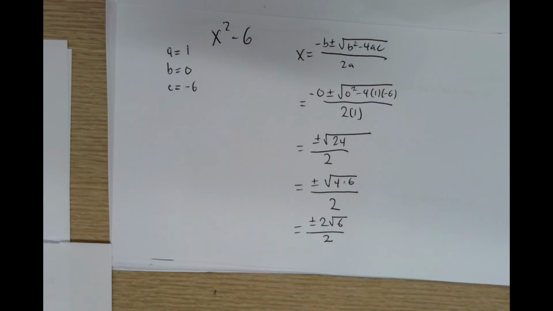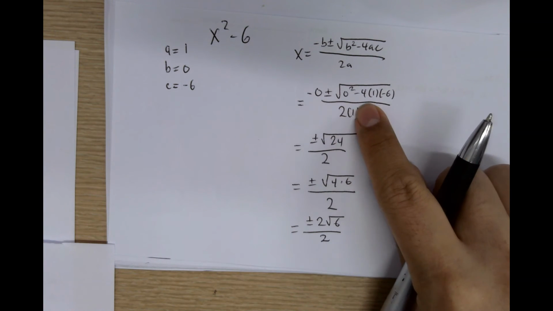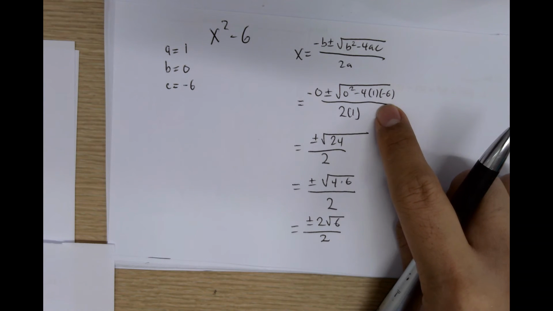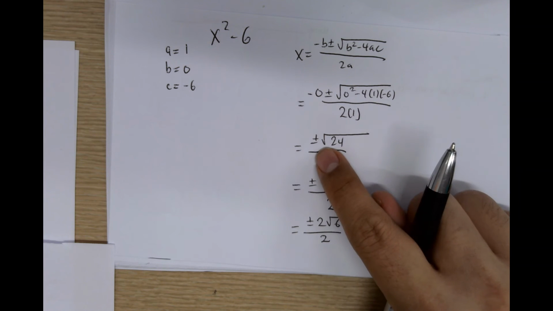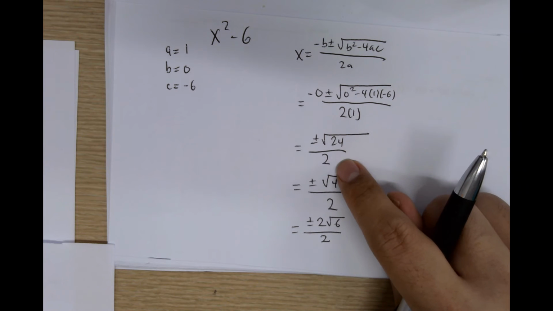Okay, so you can see here that all I'm doing is I am reducing. So here would be negative 0 plus or minus the square root of 0 squared minus 4 times 1 times negative 6, divided by 2 times 1. This reduces to plus or minus the square root of 24 divided by 2.